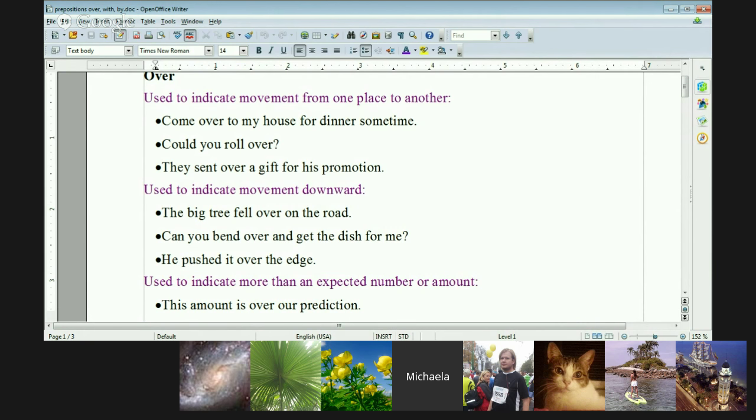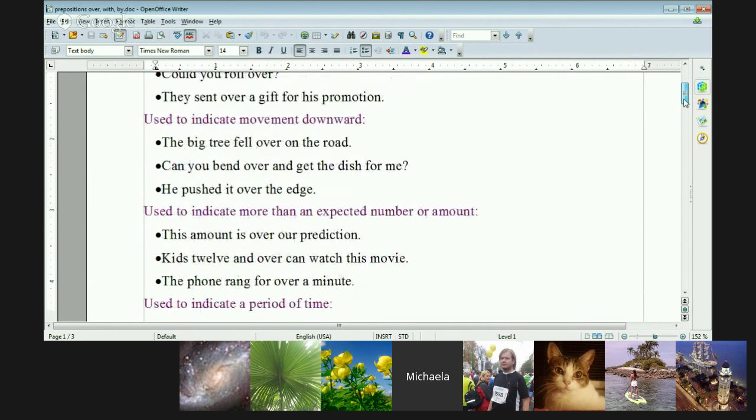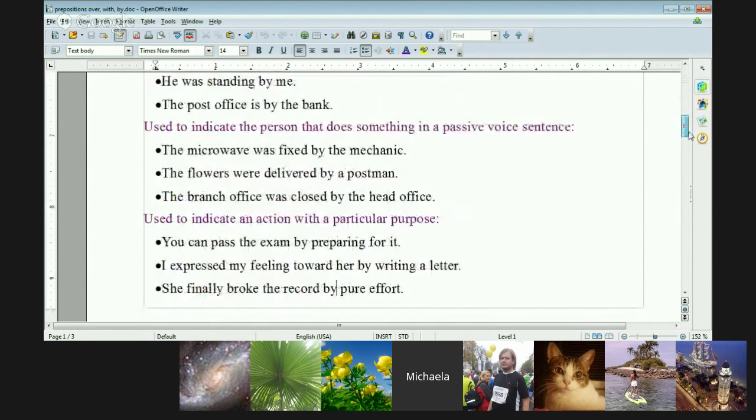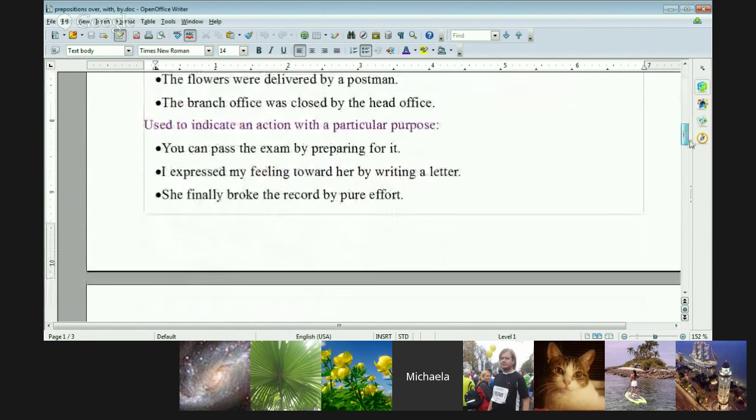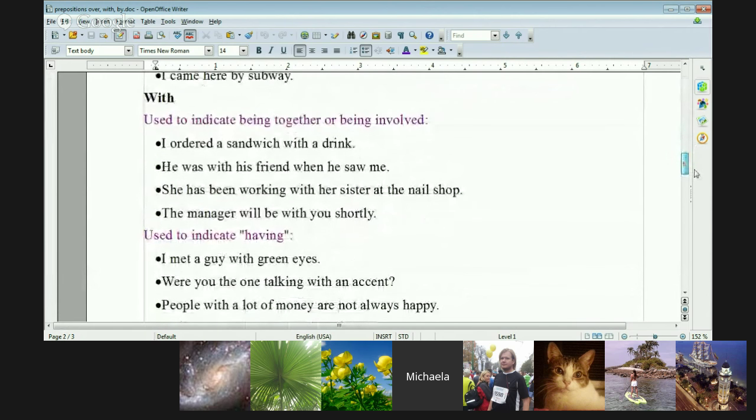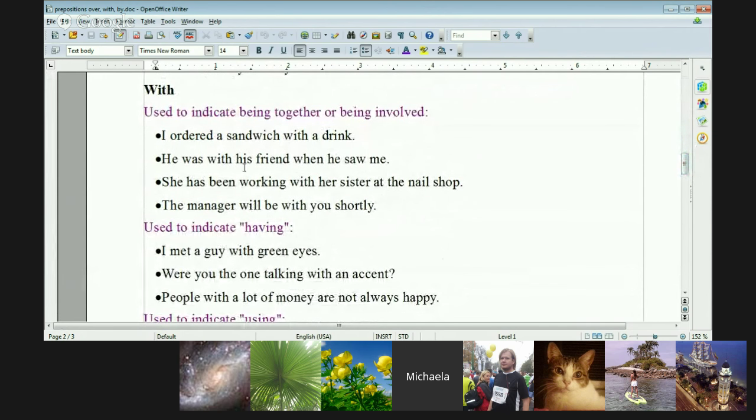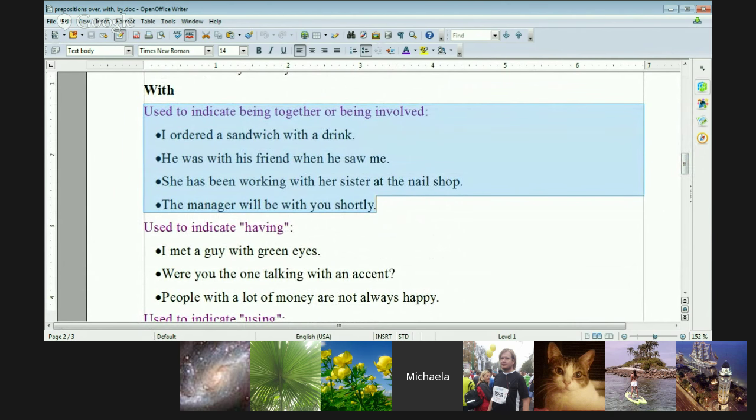Any other questions on over or by? Okay. If you guys do have questions, you're also welcome to put them in the chat box so that I can see them and then address them at the next moment we have a pause. Let's talk a little bit about with. First section and the examples. I think it's Carolina's turn to read.